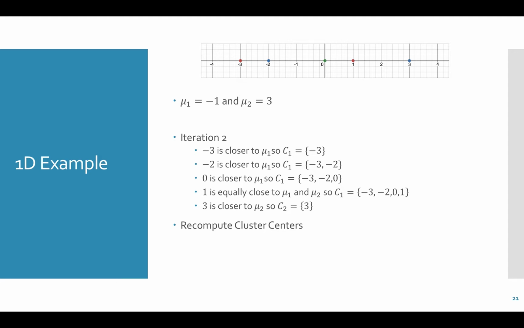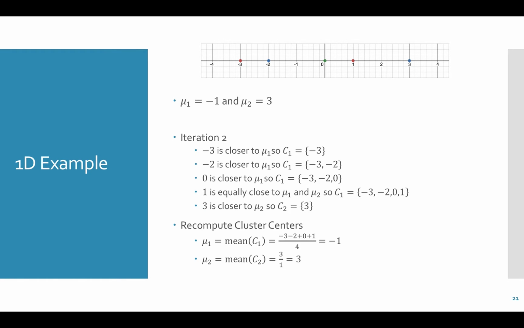Okay, so now we have to recompute our cluster centers. If we recompute the mean, we see that we get the exact same value because we have the exact same cluster that we did last time. And if we recompute mu2, we get the exact same thing we had last time because our cluster is the exact same. So how do we know when we're done?